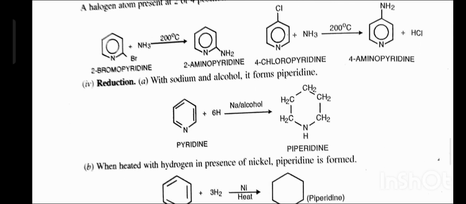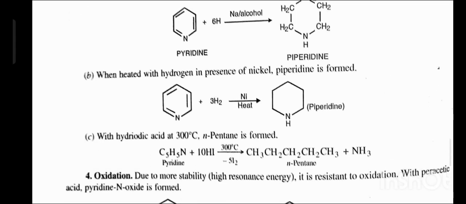Reduction. A. With sodium and alcohol, it forms piperidine. B. When heated with hydrogen in the presence of nickel, piperidine is formed. C. With HI acid at 300 degrees Celsius, pentane is formed.